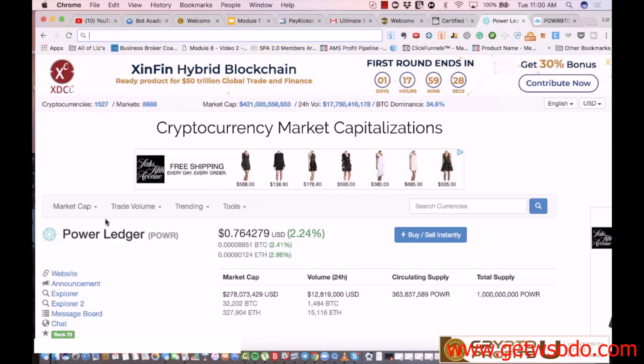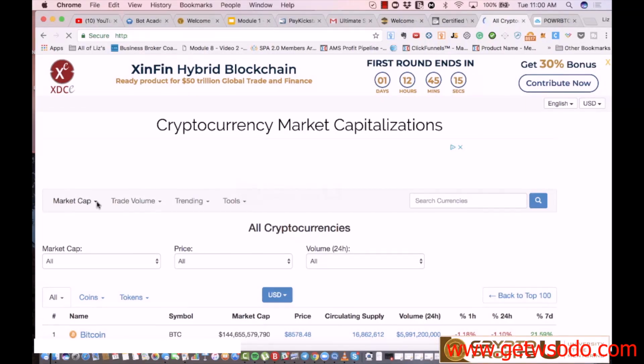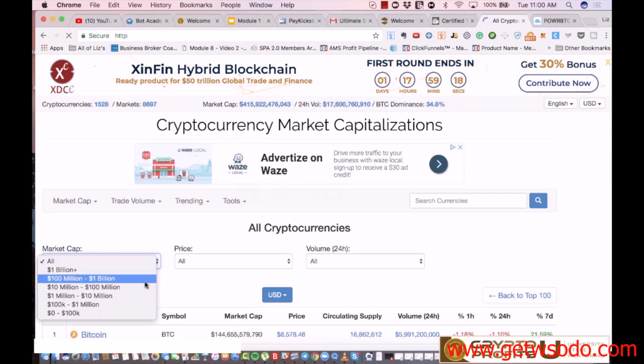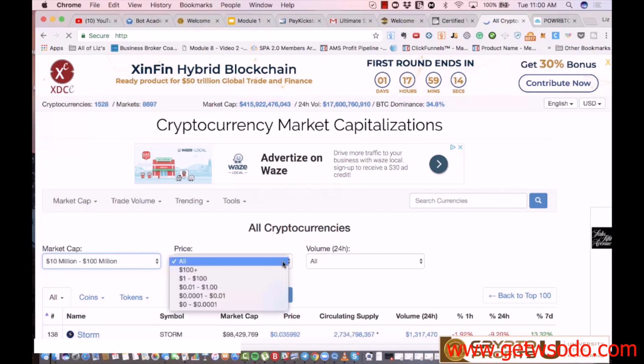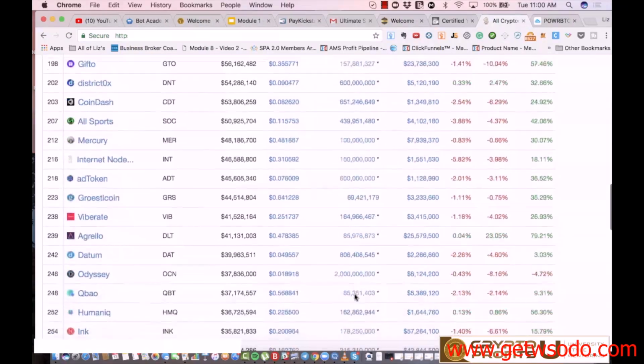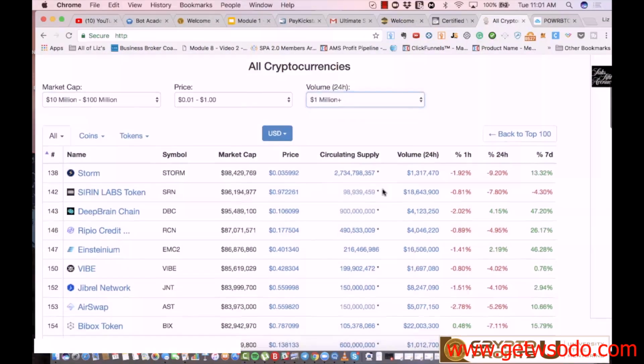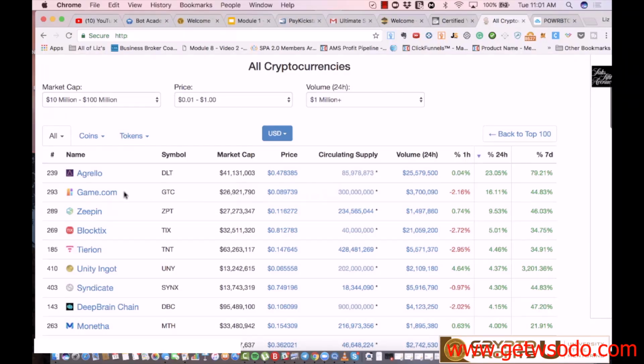So what I like to look for in this particular case is I look at the cryptocurrencies, and I like to look for a market cap of 10 to 100 million, a price of up to $1, and volume of 1 million plus. So when I sort these out, you're going to see that I get a bunch of coins. And I like to make sure and see what they're up the past 24 hours. So I'll start looking at namely these two. So I would look at Agrello, DLT, and GTC.